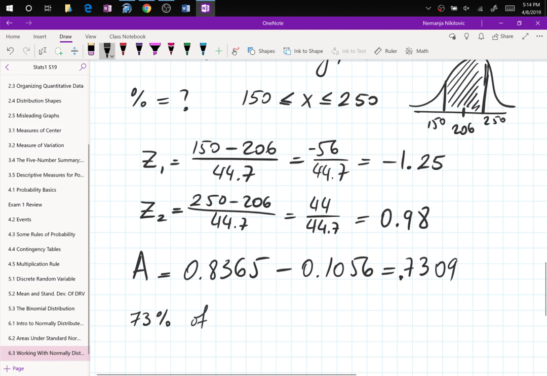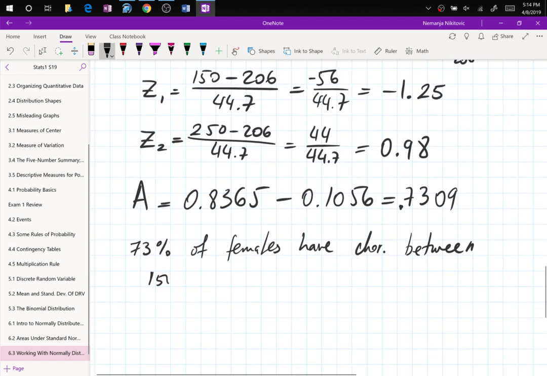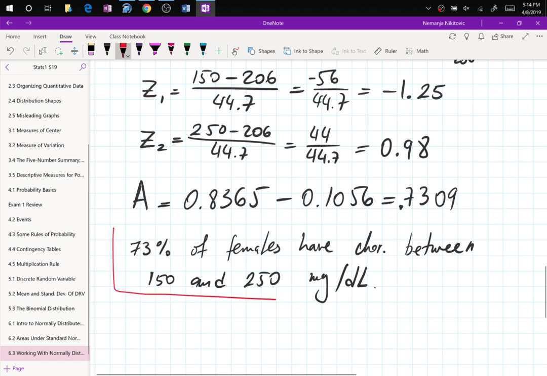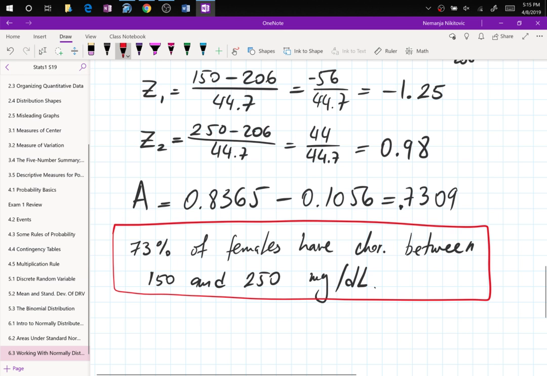73% of females have cholesterol between 150 and 250 milligrams per deciliter. And that is the answer you get to box, because that is the word problem, right? And the answer is the sentence at the end that gives the answer to the question.